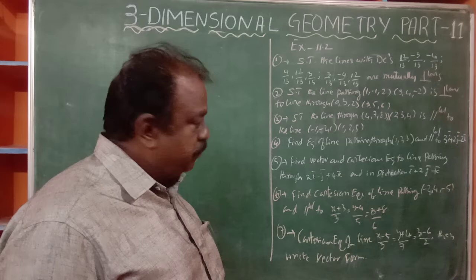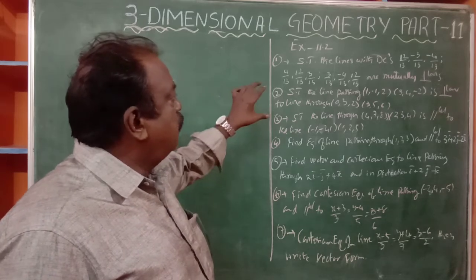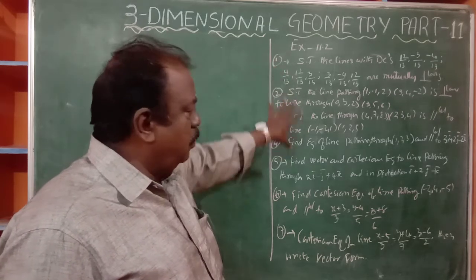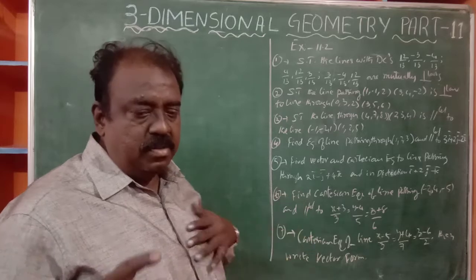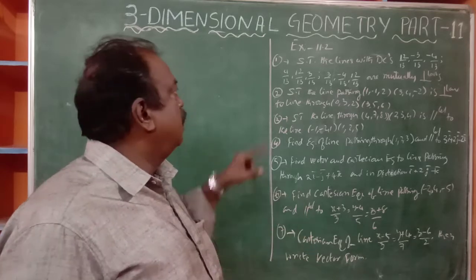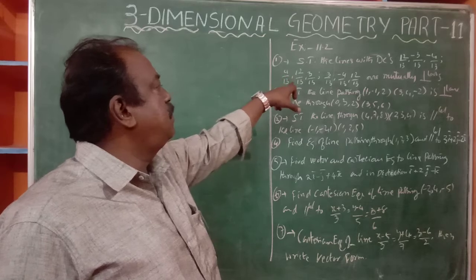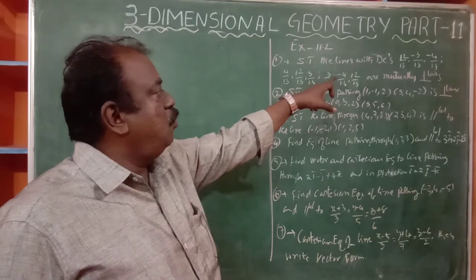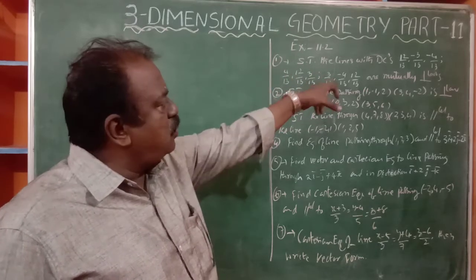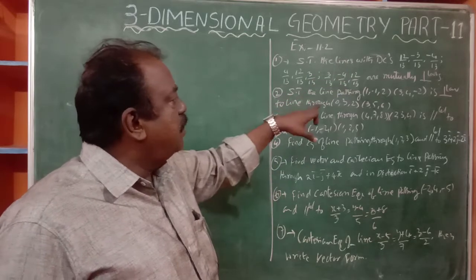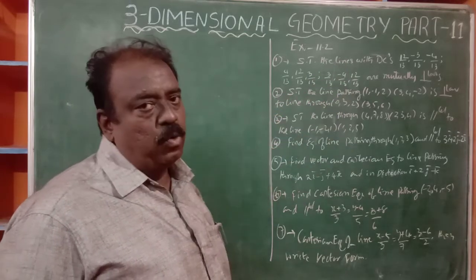Observe it. For my sake, I wrote on the board. You open the textbook and you see there only. The exercise 11.2, the first problem is: show that the lines with DCs (direction cosines) given are mutually perpendicular.